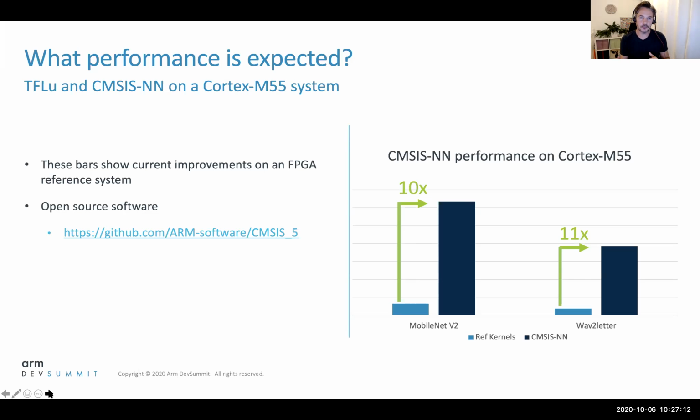And I want to emphasize as well that CMSIS is open source software with a permissive license, so it's easy to use. So you get this basically for free. It doesn't cost you more power or anything. We just utilize the CPU in a better way.